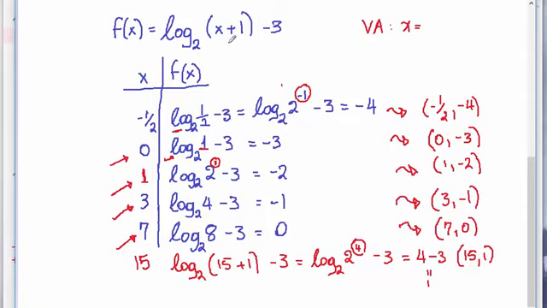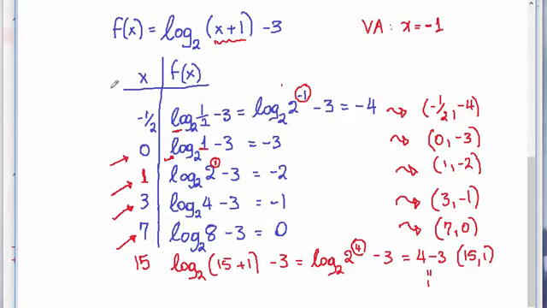The first thing that we want to know is that logarithmic functions always have vertical asymptotes. The vertical asymptote can be found if you solve for the zero of the argument of the logarithmic function, right here, x plus 1. So the number that is a 0 for this argument is going to be the number that gives us the vertical asymptote. So the vertical asymptote in this case is going to be x equals negative 1.